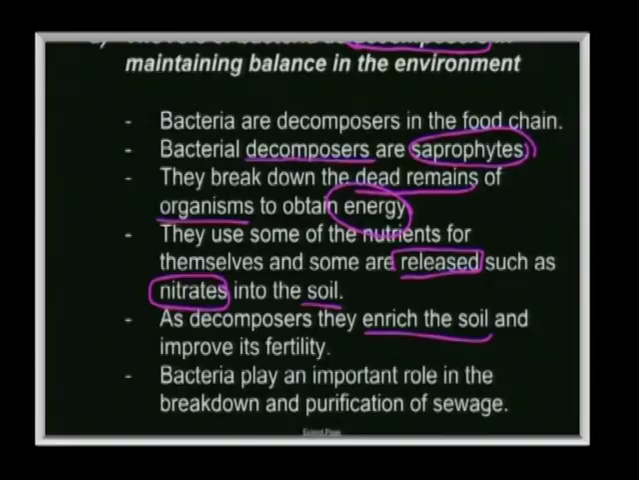Because of the action of decomposers, you will find that the soil becomes enriched and therefore very fertile. Bacteria play a very important role in the treatment of sewage. Remember that sewage is organic material that is flushed down from your toilet and taken to a sewage farm. In the sewage farm, the products lie in huge vats into which bacteria are introduced.